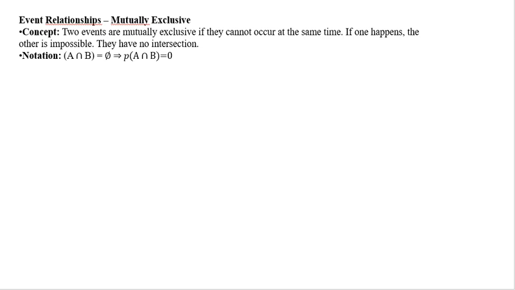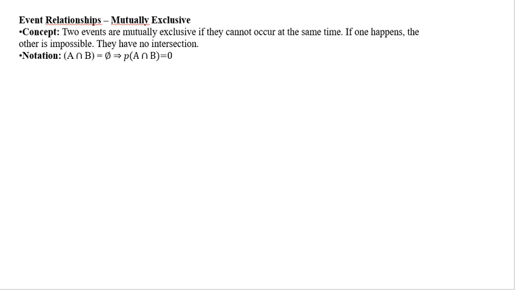Hi again. So in this video, we will talk about event relationships. Let's start with the mutually exclusive events. So we can say that A and B are mutually exclusive only if their intersection is empty, or in other words, they cannot occur at the same time. So if A happens, B will not happen.